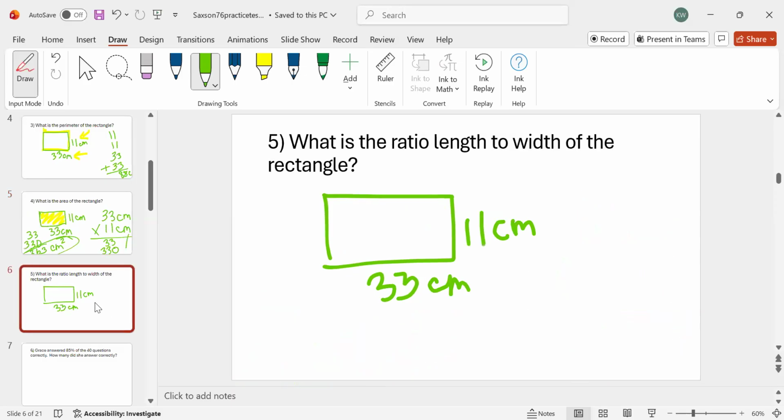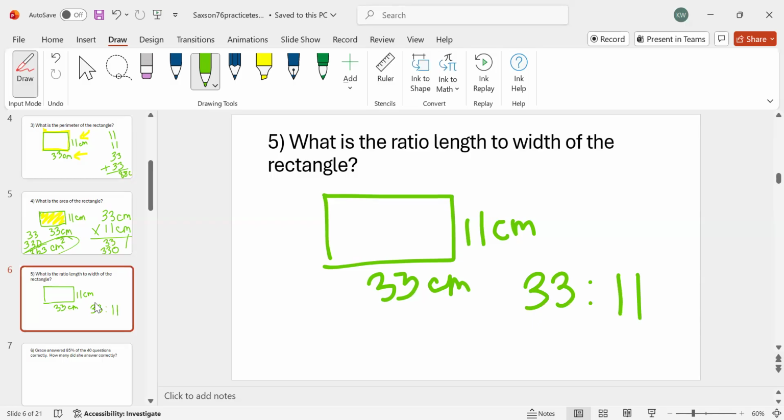What is the ratio length to width of the rectangle? Now, when you're talking about length and width, it could be either direction described as the length or the width, but usually the length is the longer of the two sides and the width is the shorter of the two sides. So if we say that this ratio of length being 33 to width being 11, we need to take a look at that and see if it can be reduced. If there are any numbers that can go into both sides so that we can lower both sides to reduce the fraction, if you will.